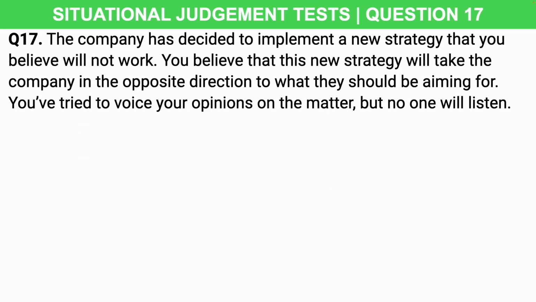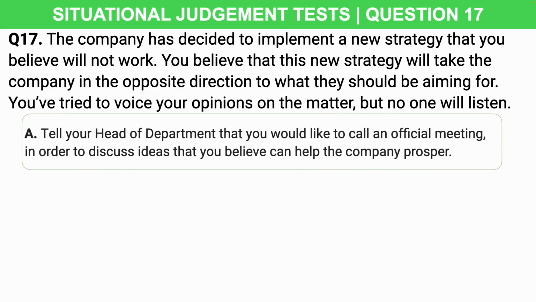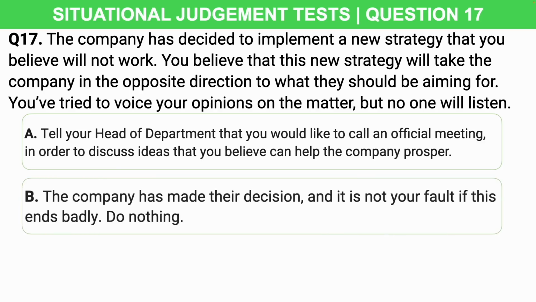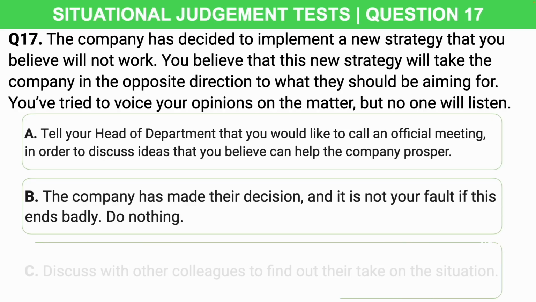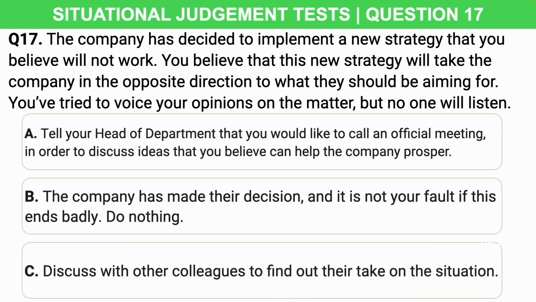Take a look at a question yourself. Question 17 is this. The company has decided to implement a new strategy that you believe will not work. You believe that this new strategy will take the company in the opposite direction to what they should be aiming for. You've tried to voice your opinions on the matter, but no one will listen. Do you A, tell your head of department that you would like to call an official meeting in order to discuss ideas that you believe can help the company prosper? B, the company has made their decision and it's not your fault if this ends badly. Do nothing. Or C, discuss with other colleagues to find out their take on the situation.